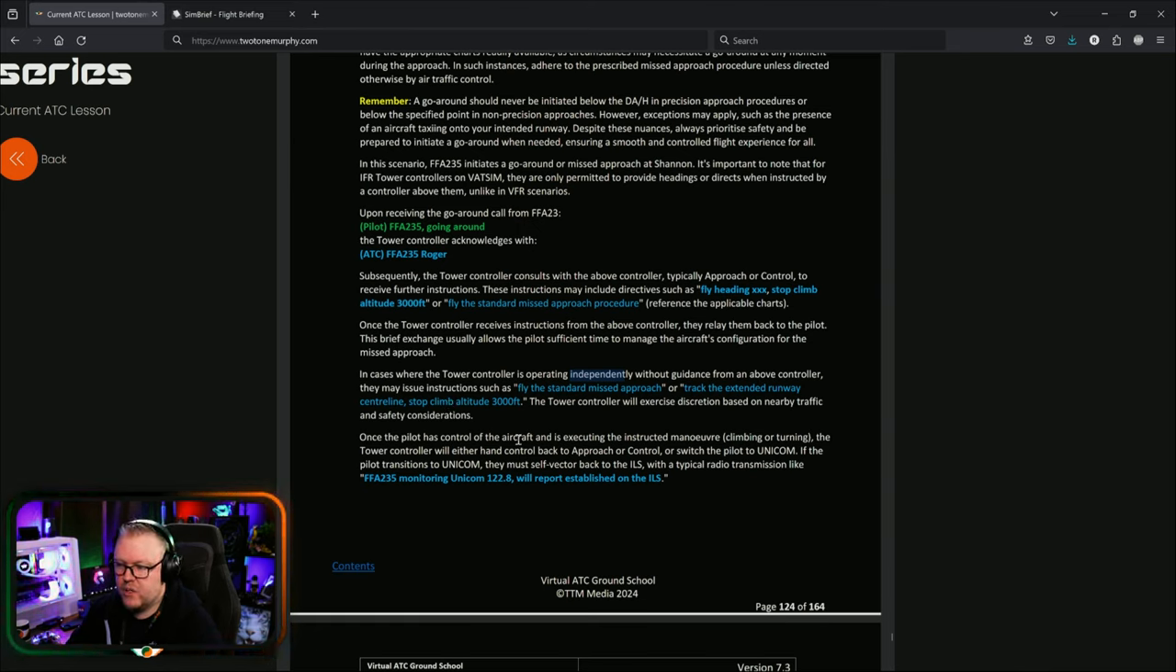Once the pilot has control of the aircraft and is executing the instructed maneuver, climbing or turning, the tower controller will either hand control back to approach or switch the pilot to UNICOM. If the pilot transitions to UNICOM, they must self-vector back to the ILS with a typical radio transmission like, Firefly 235 monitoring UNICOM 122.8 will report established on the ILS. That's what this is all made up to be.